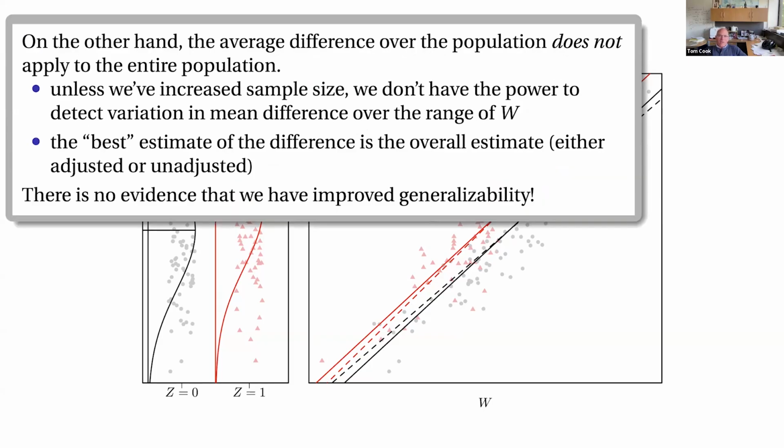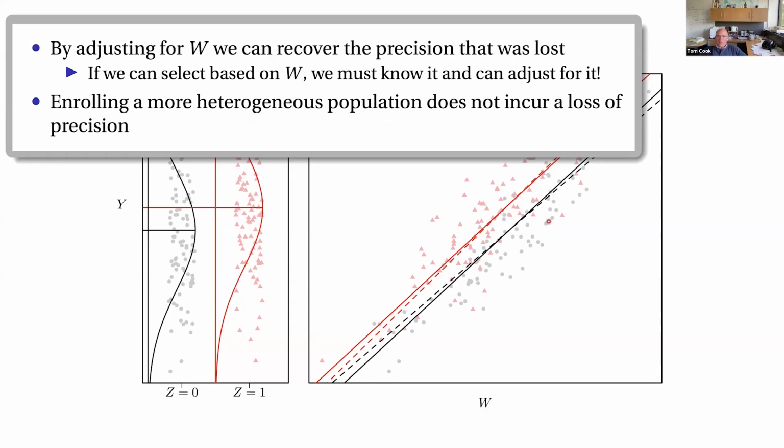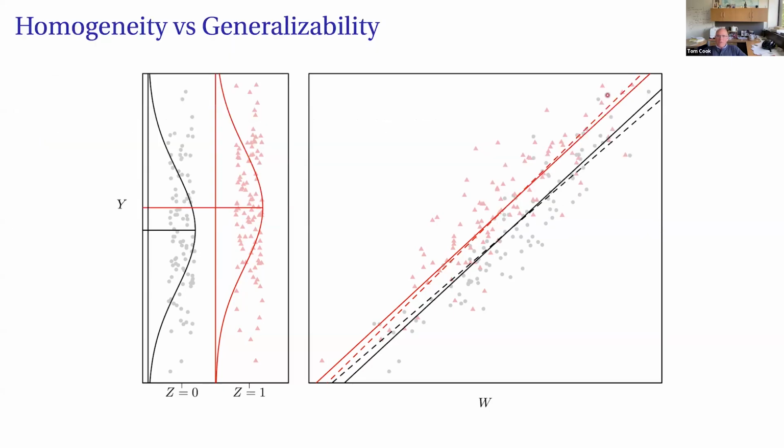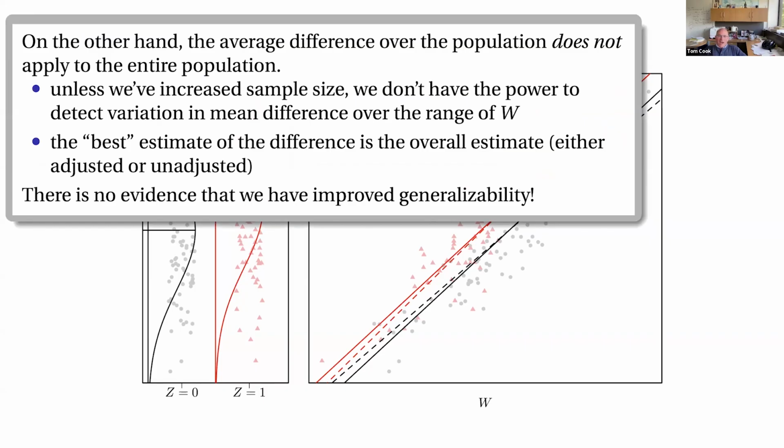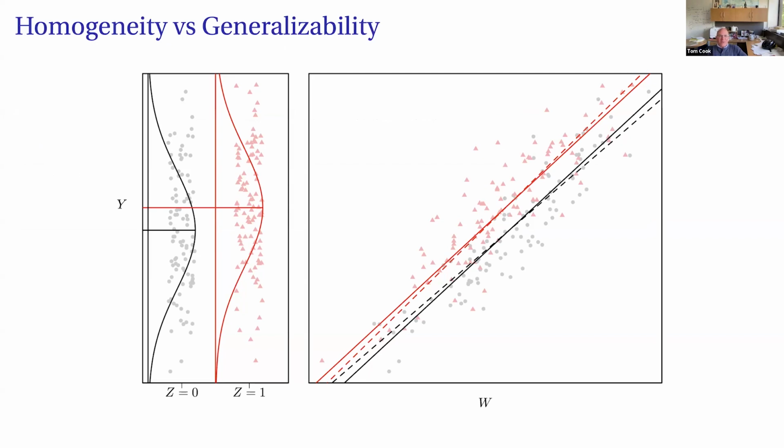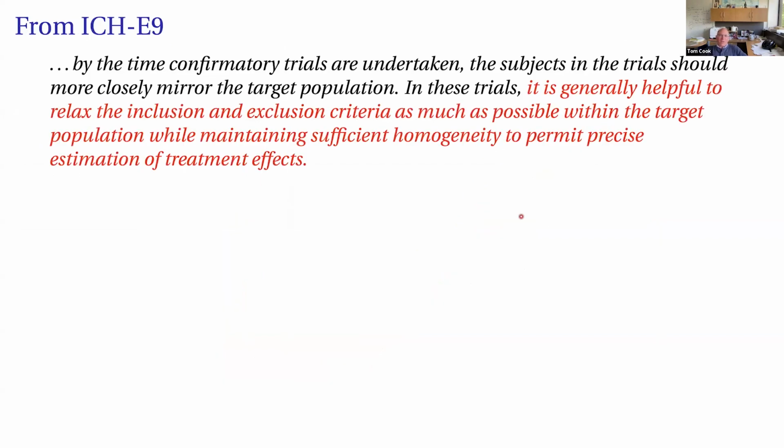Now the problem is that the average difference does not apply to the entire population, and unless I've increased the sample size dramatically, we don't have the power to know that in fact there's an interaction. So we can't know that for people with small W's, the true difference is small, and for people with large W's, the true difference is large. I can't know that. So what I'll end up with is the overall population average effect, but I don't know whether it's generalizable or not. So the issue of homogeneity versus generalizability, I think is a bogus one.